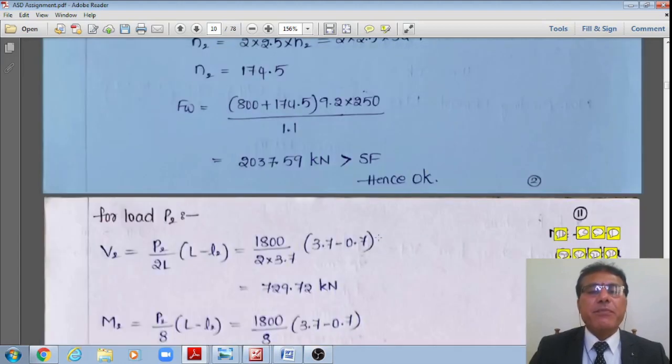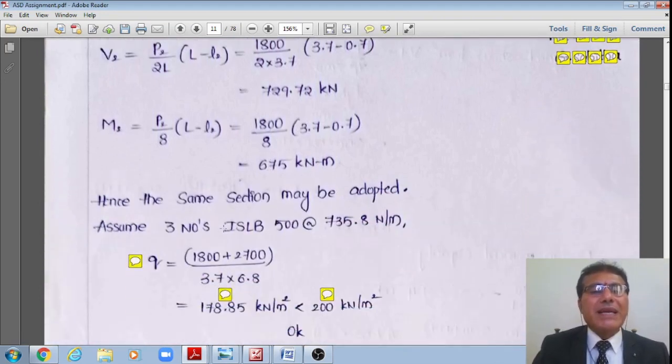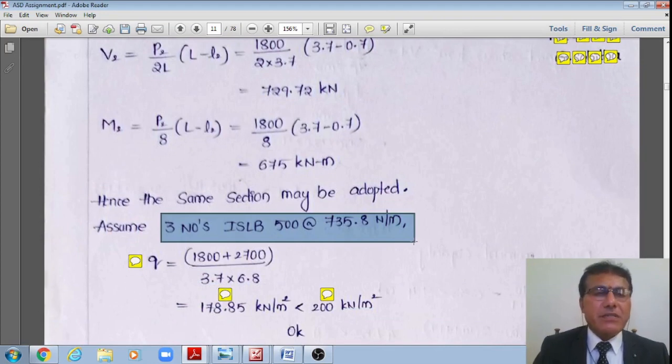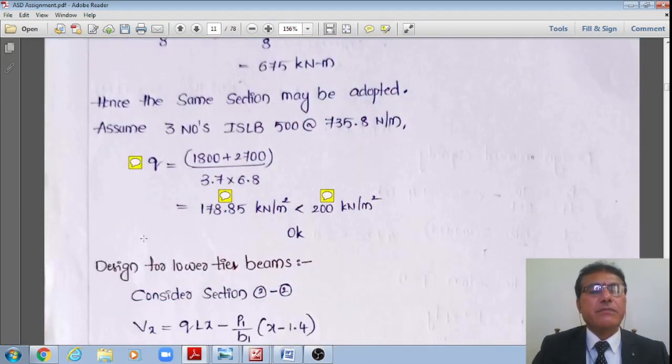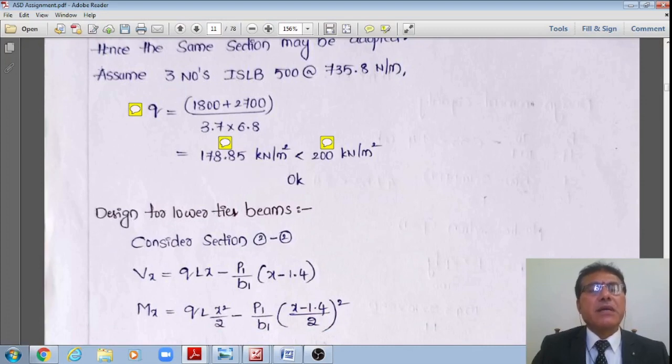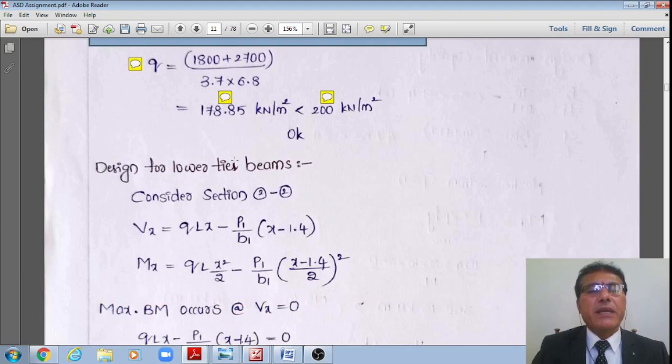Therefore, I'll skip the other checks because I have not used any other section. If you are choosing a section other than the previous section, you need to do all these checks: check for spacing, check for shear, check for low shear, check for moment, design capacity, check for web buckling, and check for web crippling. All these checks you need to do. However, I'm skipping them because I'm using the same section. For the top tier grillage, under both of these columns, use 3 ISLB 500 at the rate of 73.58 kg per meter.